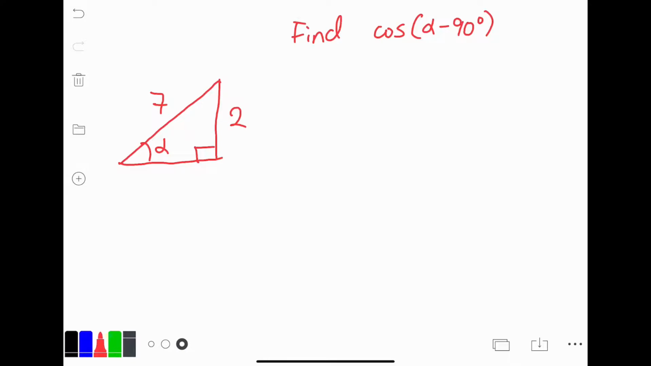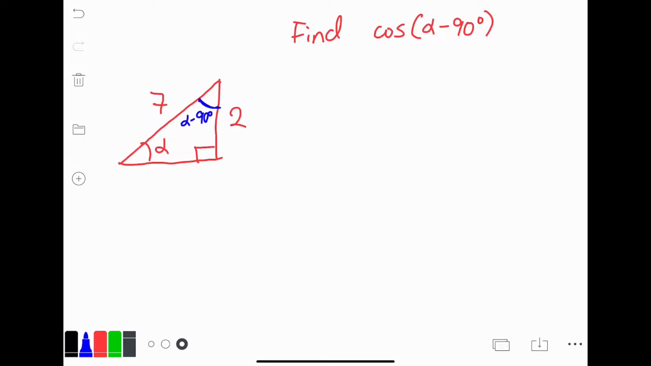Another trick question that you may be asked is an example like this. Find cosine of alpha minus 90. So you may start panicking here, but if you remember, this is essentially the complementary angle to alpha. And the complementary angle to alpha, in this case, would be right here. This angle right here in blue is alpha minus 90 degrees.